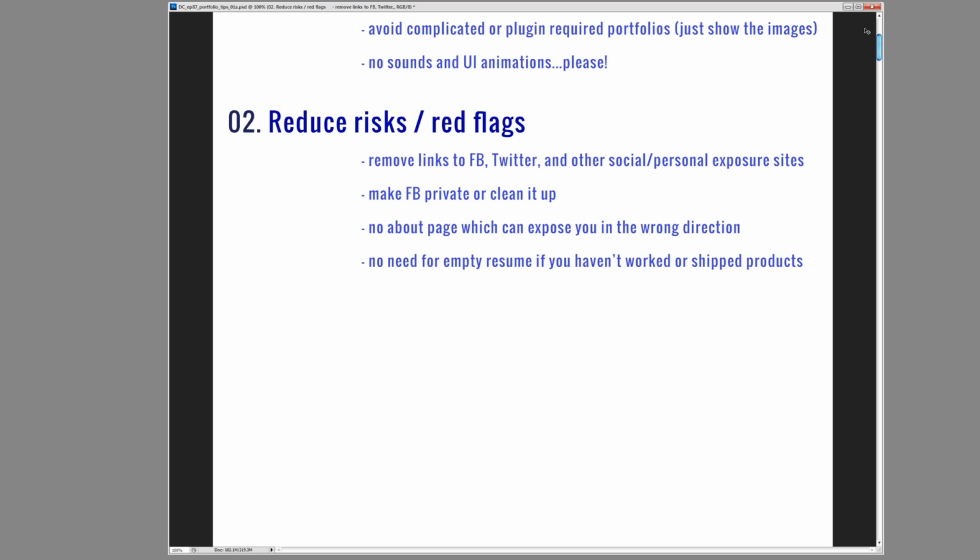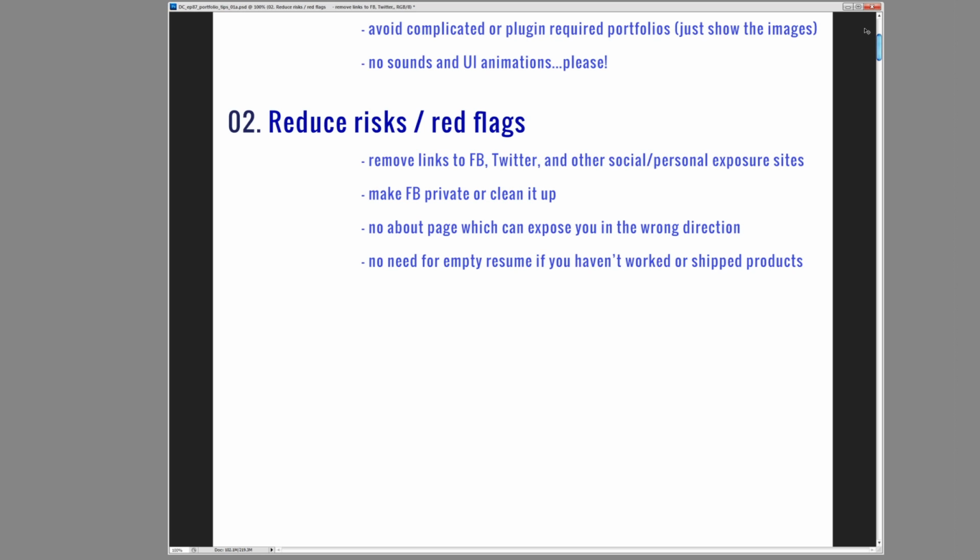So a resume is sometimes not even necessary, especially if you haven't shipped anything, because what do you put on there? And that's when we see some funny stuff from junior artists. They'll put up their high school working at McDonald's. They'll put like they worked at a pet shop and so forth, or they helped at their parents' work. That stuff is not necessary.